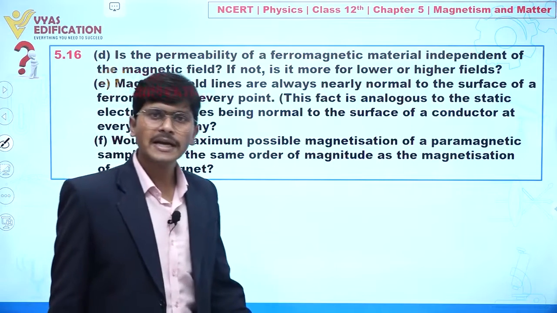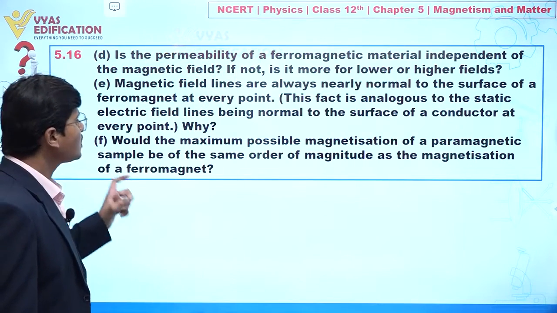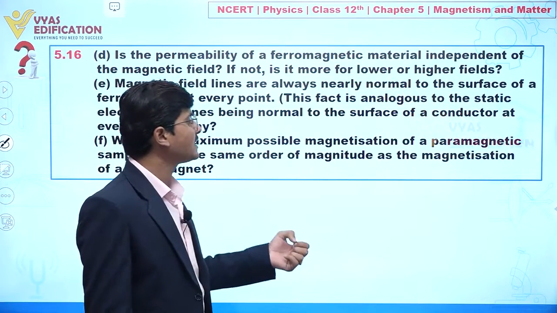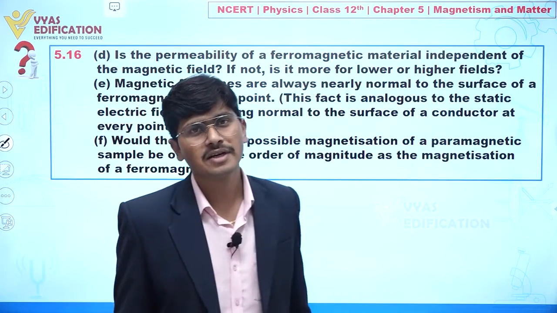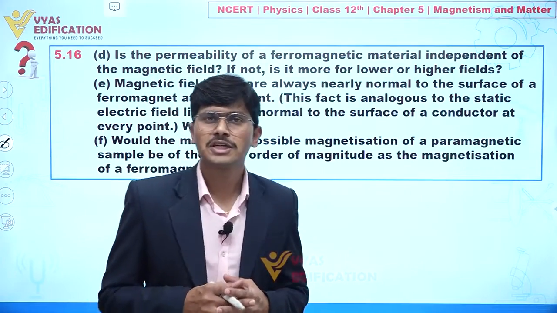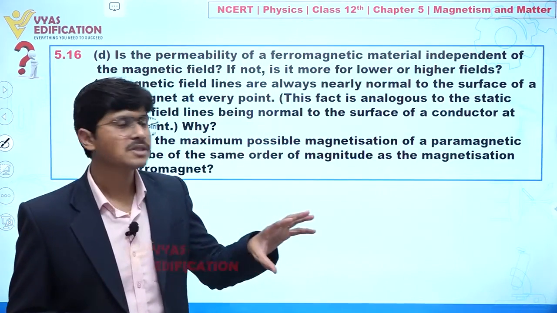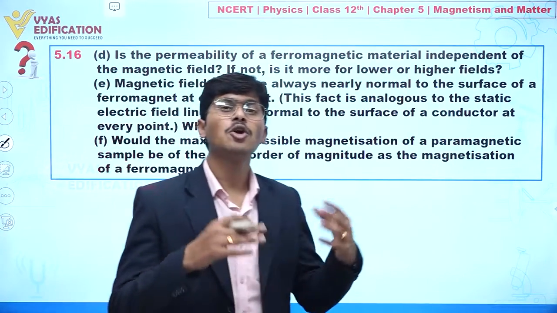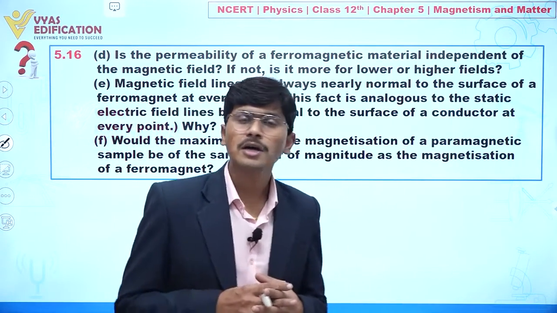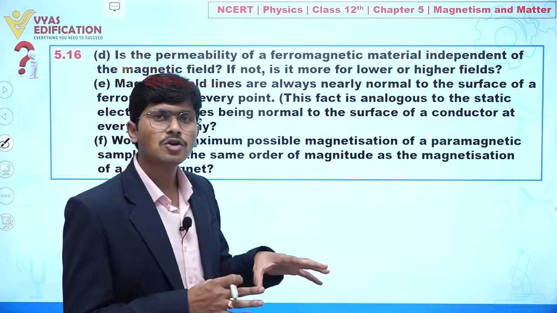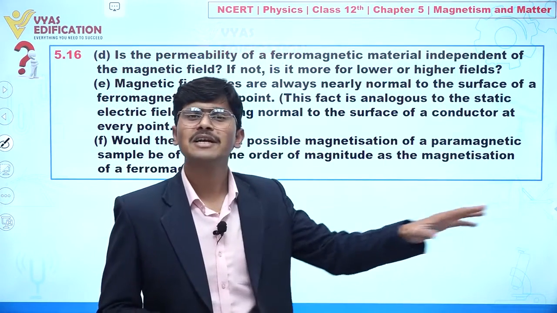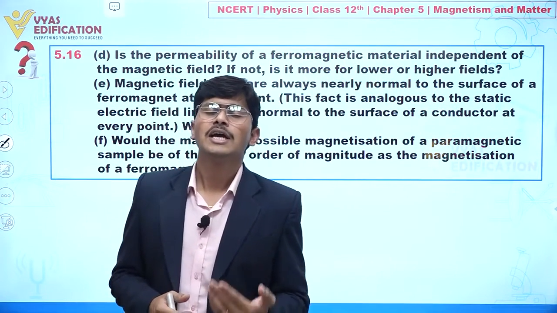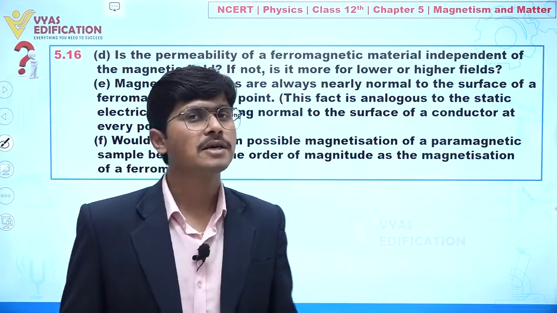Now, part F. It is given: would the maximum possible magnetization of a paramagnetic sample be of the same order as the magnetization of a ferromagnet? Now, listen carefully. In a paramagnetic substance, some of the atomic dipoles are arranged in the direction of the magnetizing field. But in a ferromagnetic substance, we know there are domains, and in a particular domain all the atomic dipoles are arranged in a particular direction. So definitely the permeability value is more in a ferromagnetic substance compared to a paramagnetic substance.